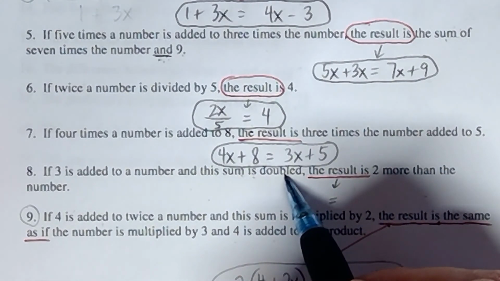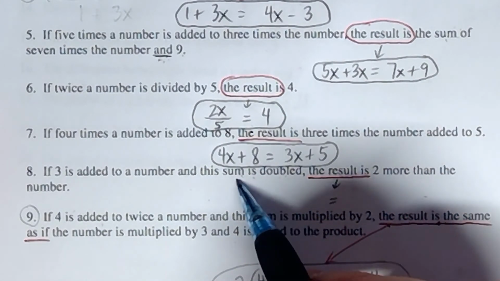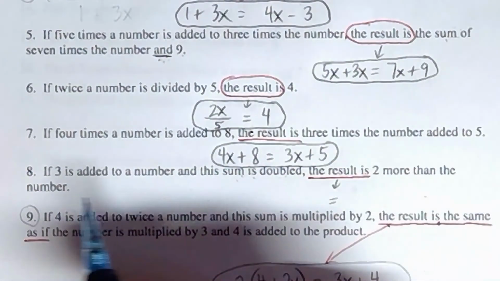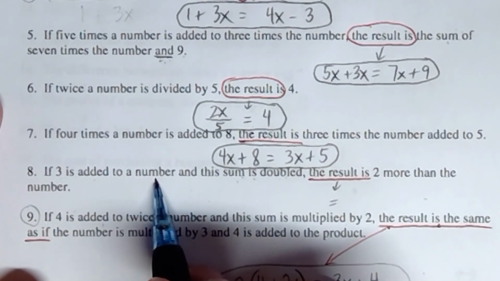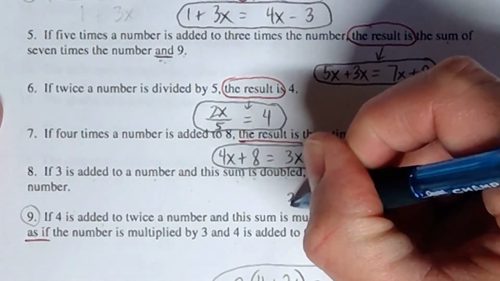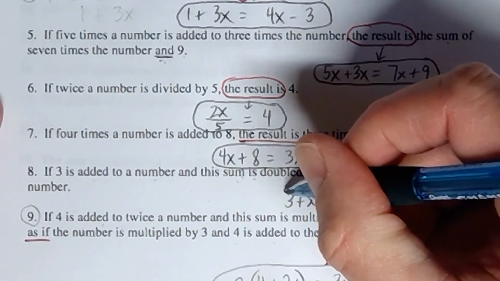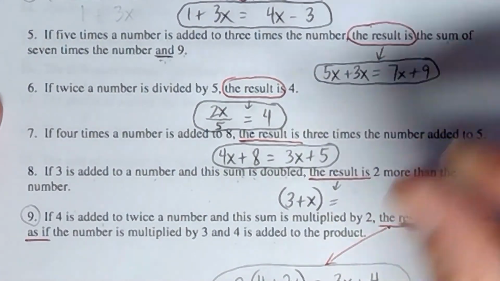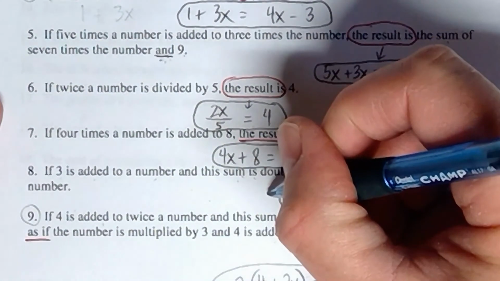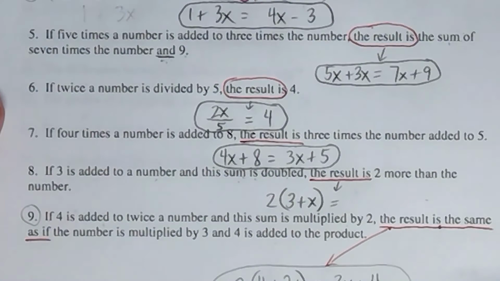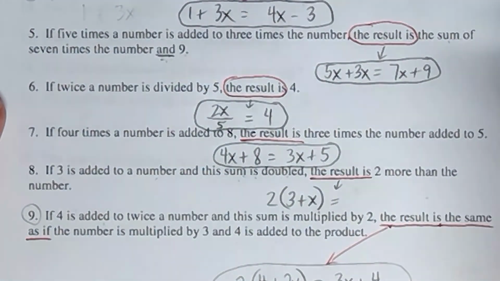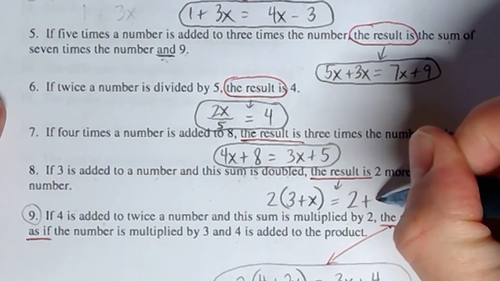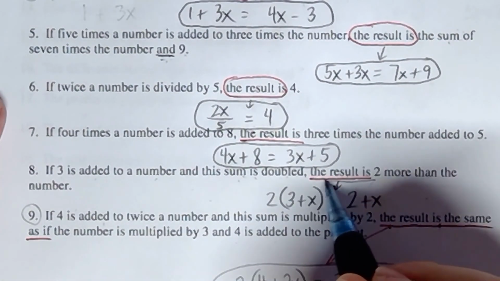And as you guys know, when you multiply by the sum, you got to bracket the sum. What sum are they talking about, though? They're talking about 3 plus x right here, that sum. So 3 plus x, or x plus 3 is fine as well. But you got to bracket that sum and multiply it by 2, because that's what doubled means. On the other side of the equal sign, we have 2 more than the number. And there you go.